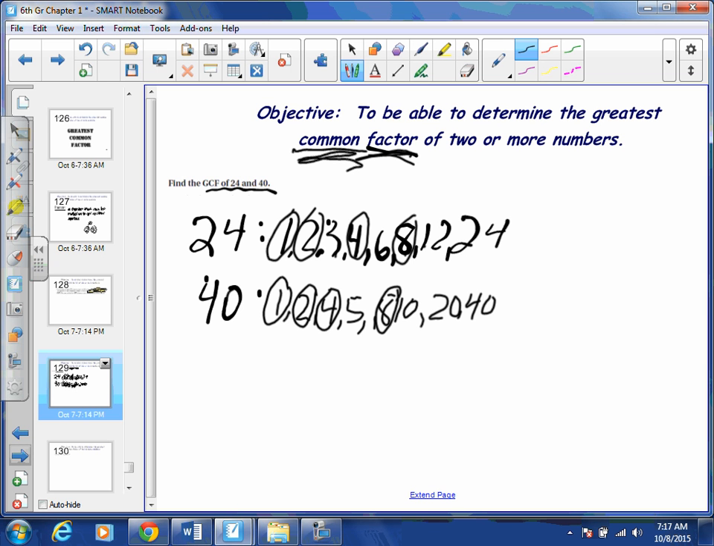So now we took care of the common part. We have factors for each. We found the common ones. Now we just have to find the greatest. Okay? So out of the common ones, the greatest one that they share is 8. So the greatest common factor of 24 and 40 is just 8.